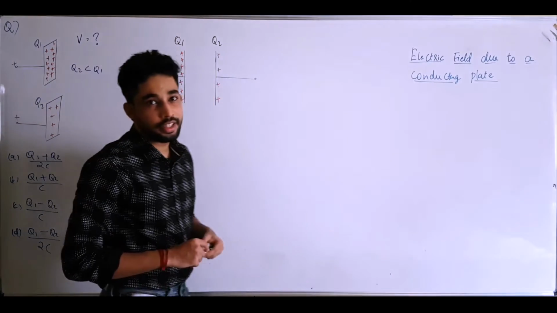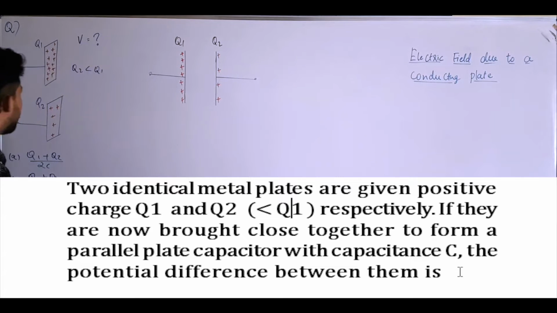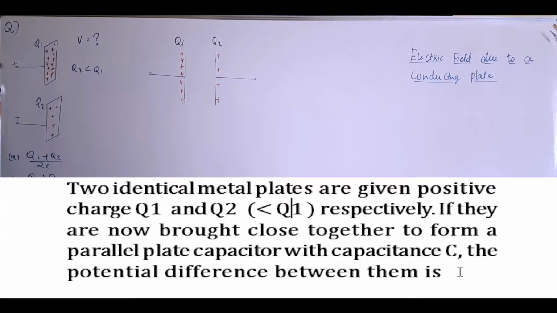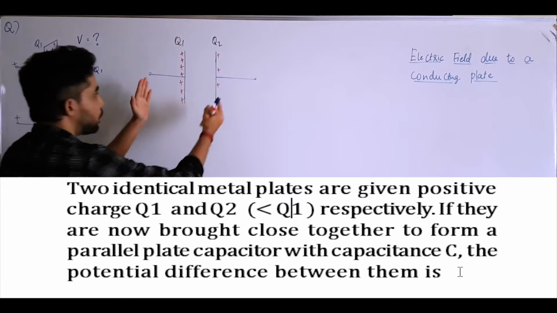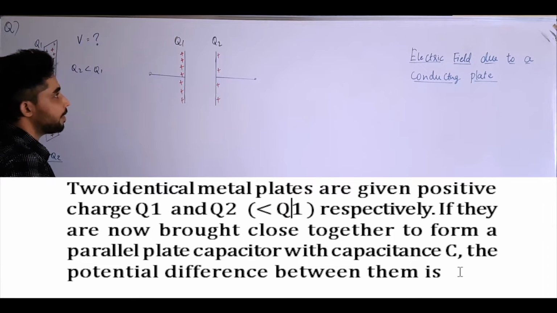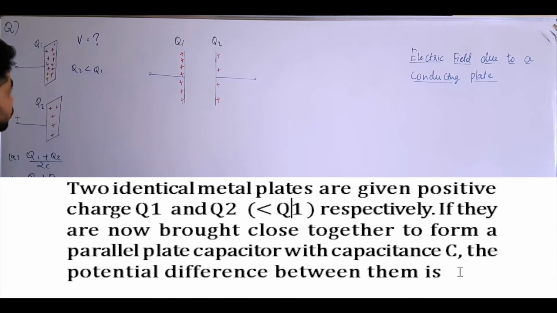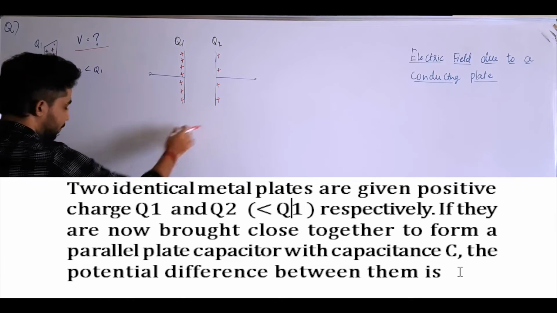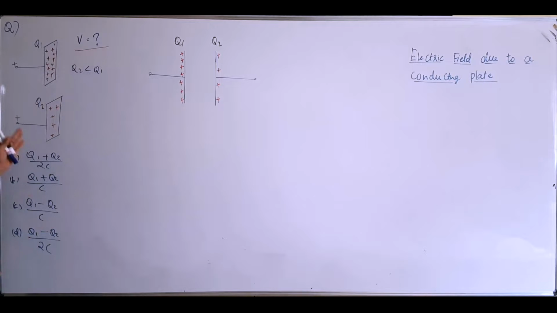Let's see what we got in this video. So we have two plates and they are charged to charges Q1 and Q2, and also given that Q2 is less than Q1, so here there are fewer charges. And then these plates have been put up like this such that they are separated by a distance, and they have asked us to find what will be the potential difference between the plates, and they have given these options here.